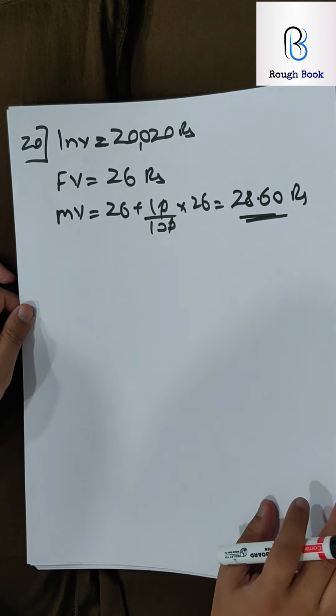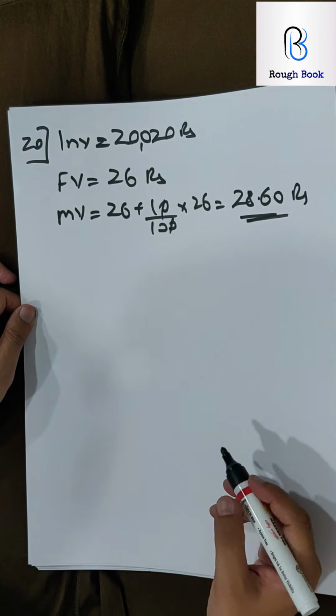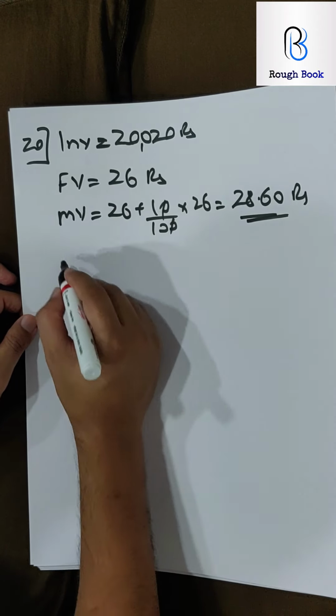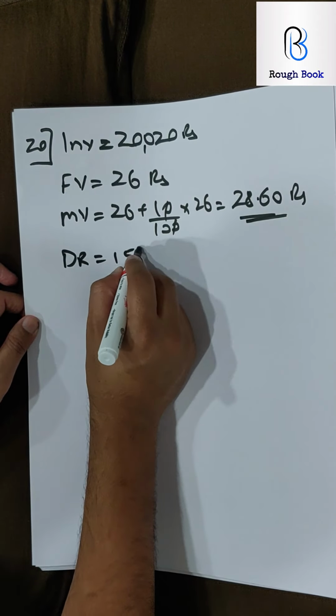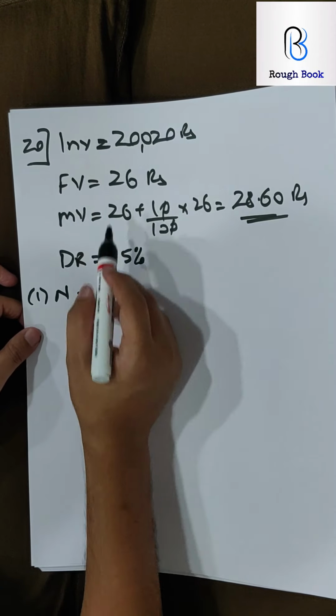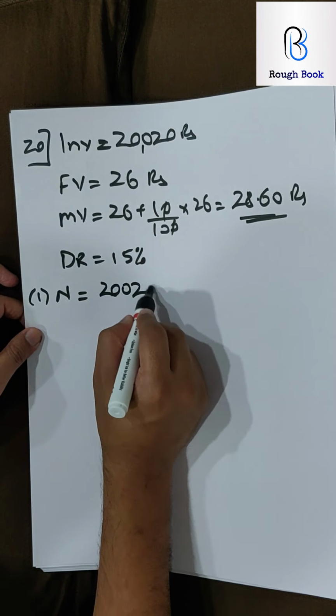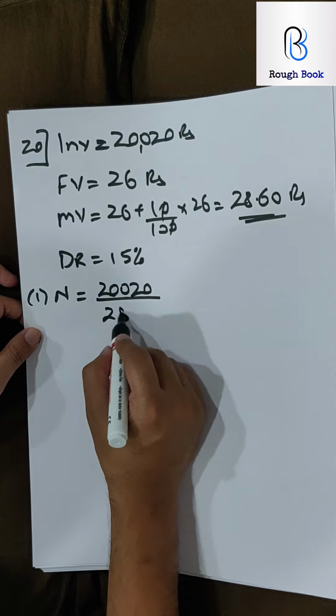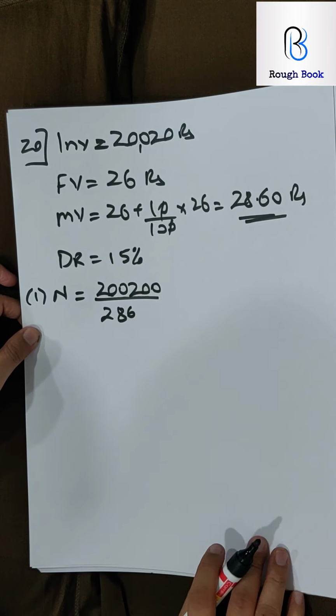Don't write 28.6 because whenever rupees, you are expected to write 2 decimal places. The dividend on the share is 15%. The first question is find the number of shares. So number of shares is the investment upon the market value. So 286, adding 1 0 on top.